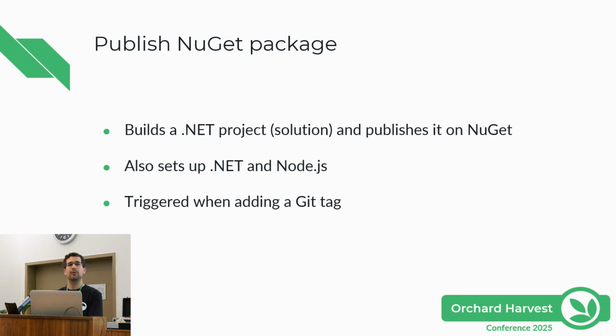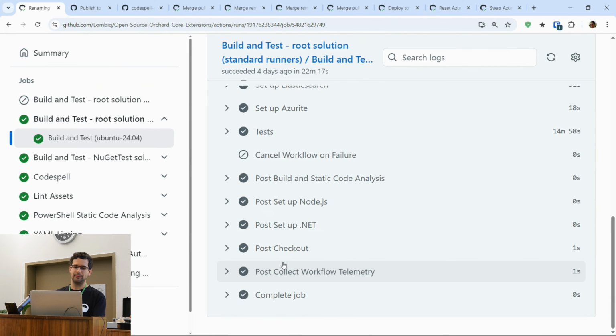And this reusable workflow that we have here called publish NuGet package, it does exactly that. It builds a solution, the .NET solution and .NET project. Again, it sets up Node.js and .NET, so it's reliable. And usually, this is something that you trigger with a git tag. So you add a tag like v1.0.0, and then it will run this workflow and do everything automatically. So let's see how it looks like in action.